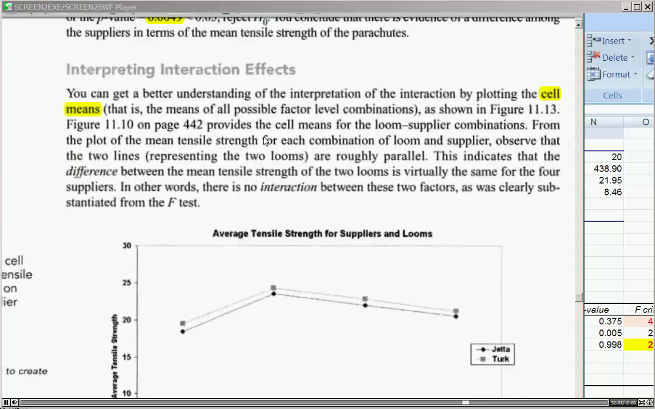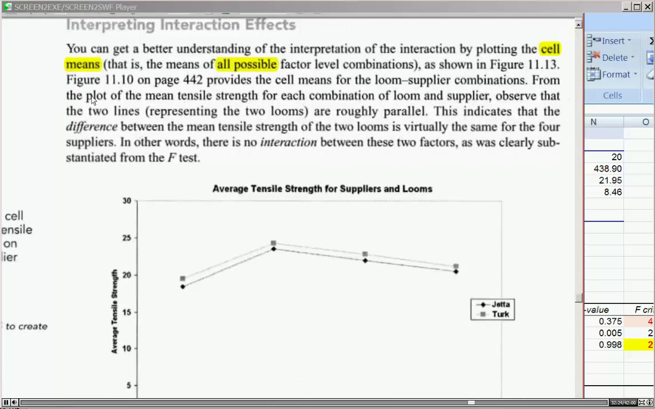We had 5 levels for each supplier in one-way ANOVA. All possible factor levels, this "possible" should go away. For all factor level combinations, "possible" should go away. This is misleading. Just for all levels, for all factor levels, as shown in figure 11.3. Okay, figure 11.10 on page 442 provides the cell means for the loom supplier combination.